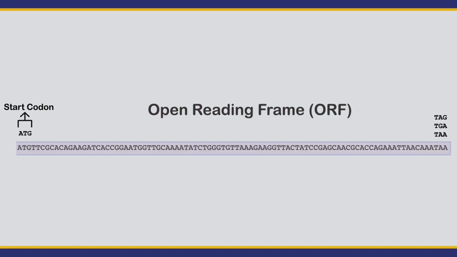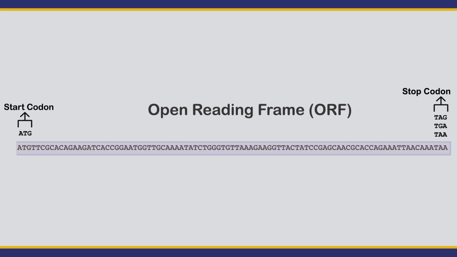Each codon that follows codes for a different amino acid and determines the protein sequence. The last codon of the open reading frame is a stop codon, which does not code for an amino acid and signals the end of translation and the end of the protein. There are 3 different stop codon sequences: TAG, TGA, and TAA.